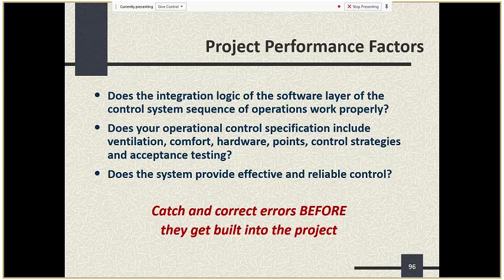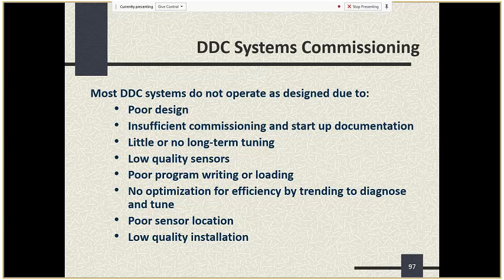Let's go to 97. So most EMS systems do not operate as designed. Now, this is improving as all the control systems are getting better and better, but these are some issues that can occur that interfere with their optimal performance. If you don't do enough commissioning, the startup documentation is lacking. If you don't do some long-term tuning, if your sensor quality is not what it should be, if you don't load or write the program properly, if you don't optimize for efficiency, or if you get a bad sensor location, all these things can mess with the quality of your energy management system. So just some things to think about.